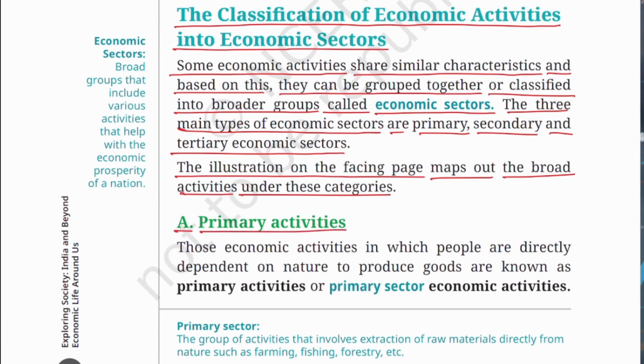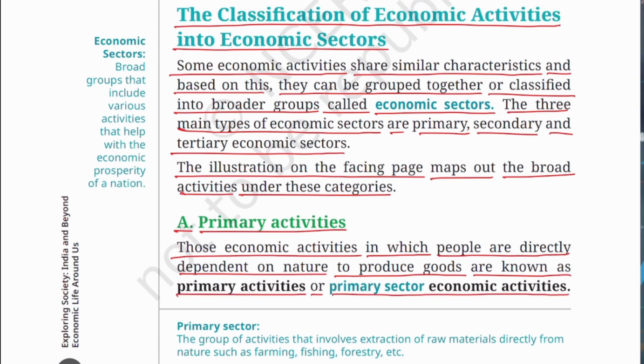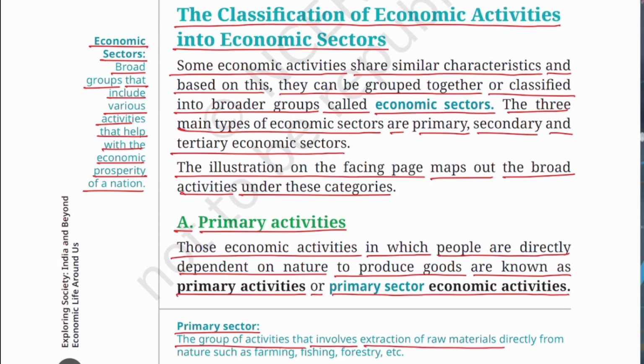A. Primary activities. Those economic activities in which people are directly dependent on nature to produce goods are known as primary activities or primary sector economic activities. Economic sectors: broad groups that include various activities that help with the economic prosperity of a nation. Primary sector: the group of activities that involves extraction of raw materials directly from nature such as farming, fishing, forestry, etc.